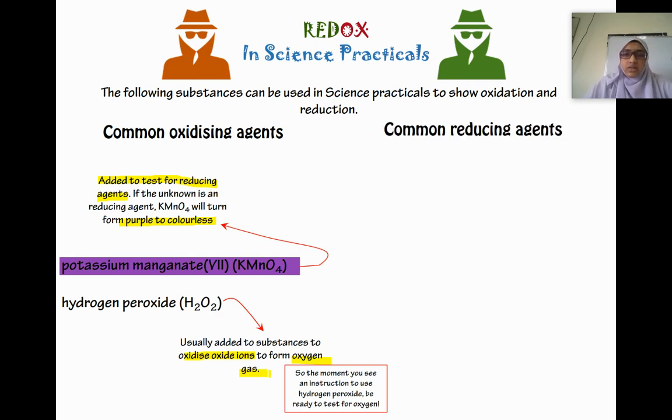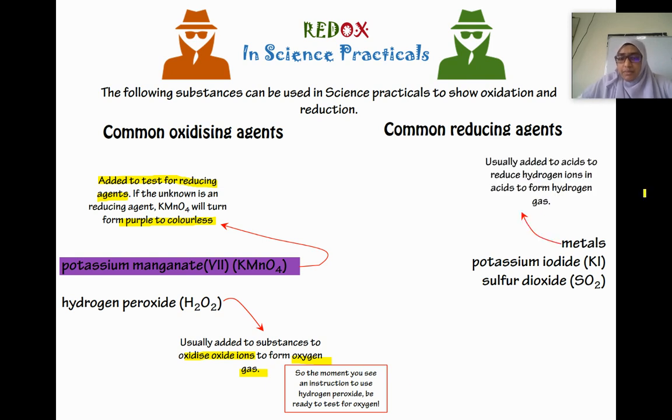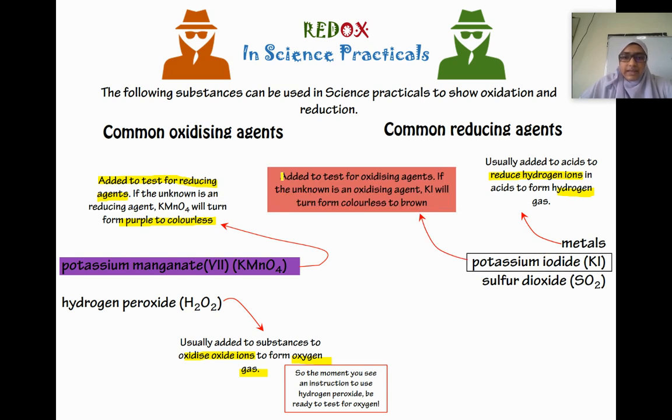All right. So now common reducing agents will be metals, potassium iodide, and sulfur dioxide. For metals, usually it's added to acid. Okay, what does it do? It actually reduces hydrogen ions, H+, to become hydrogen gas, which has a charge of 0. So from +1 to 0, right? So that is metals.